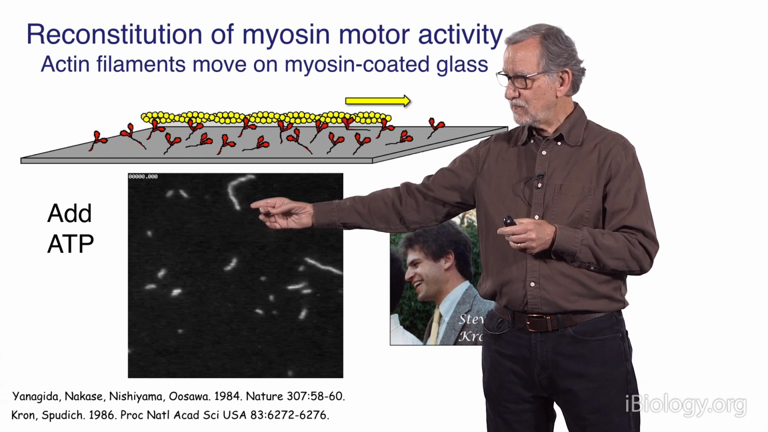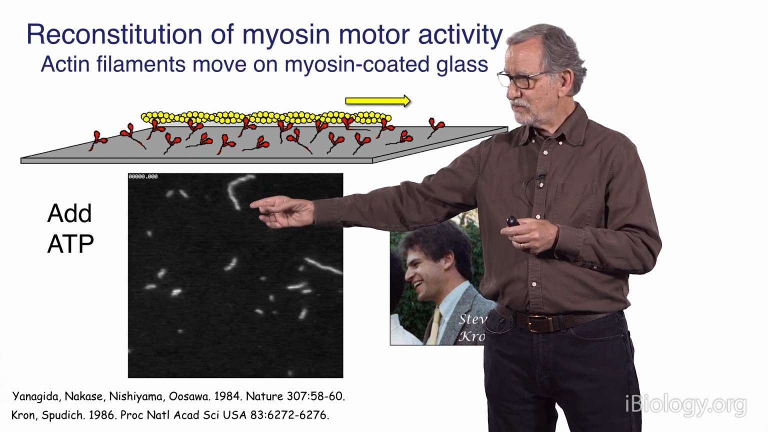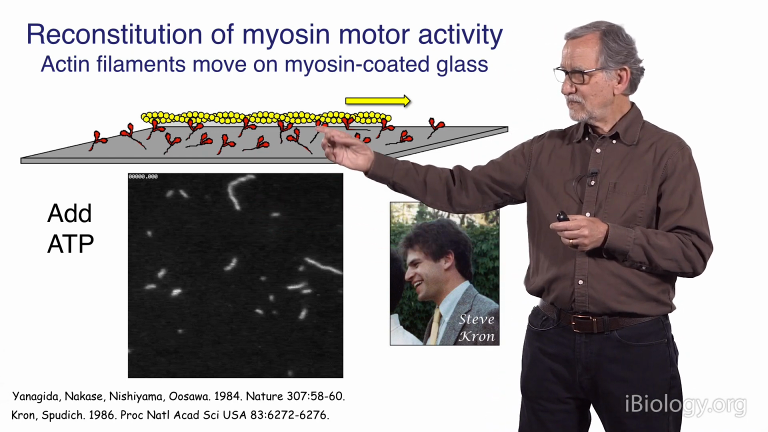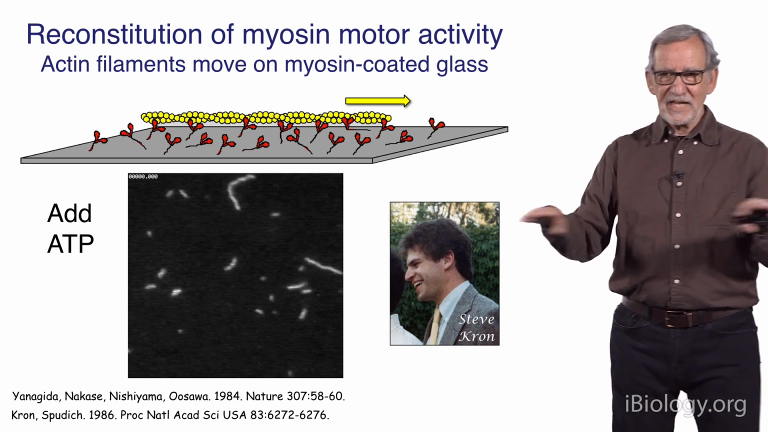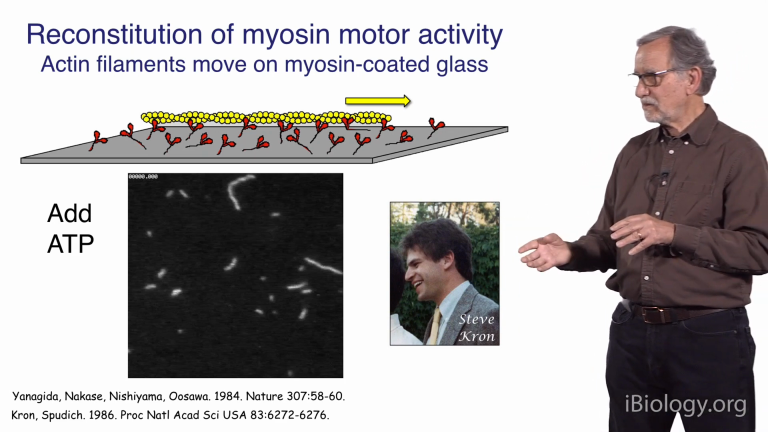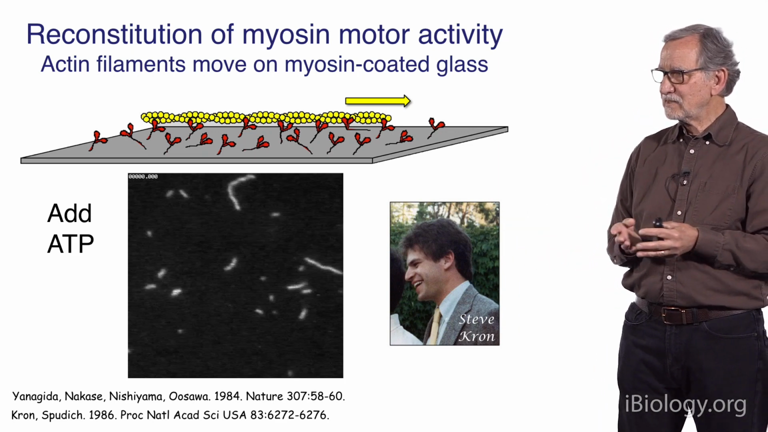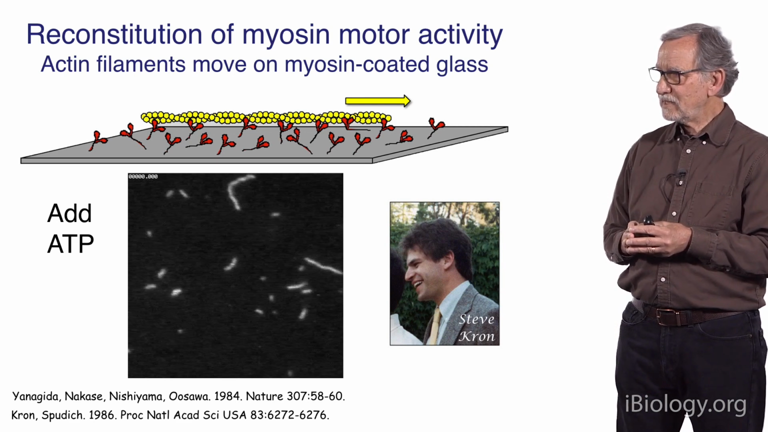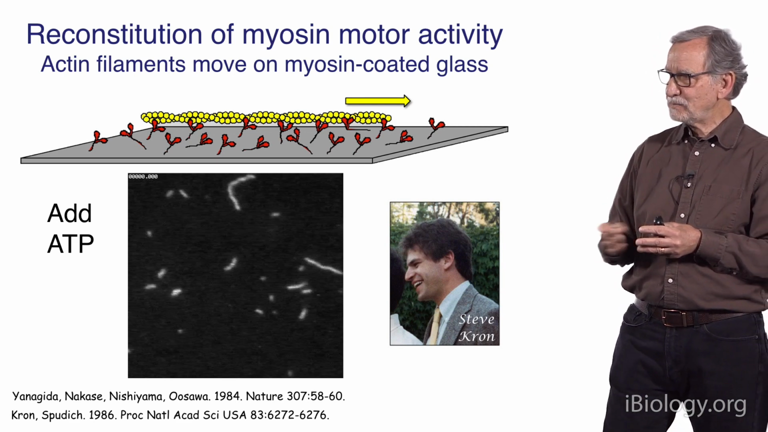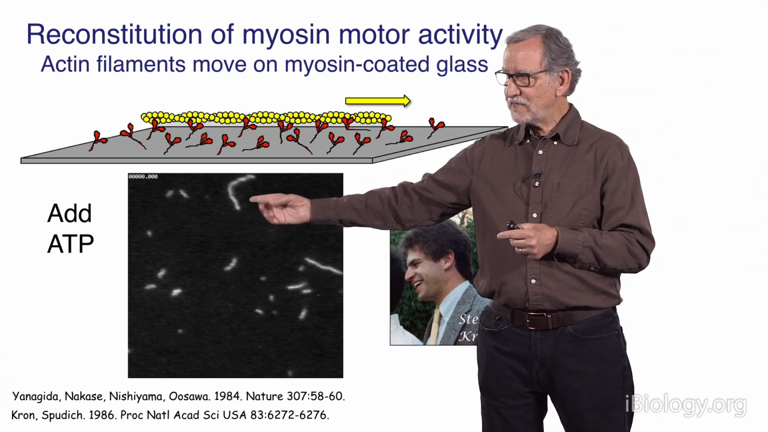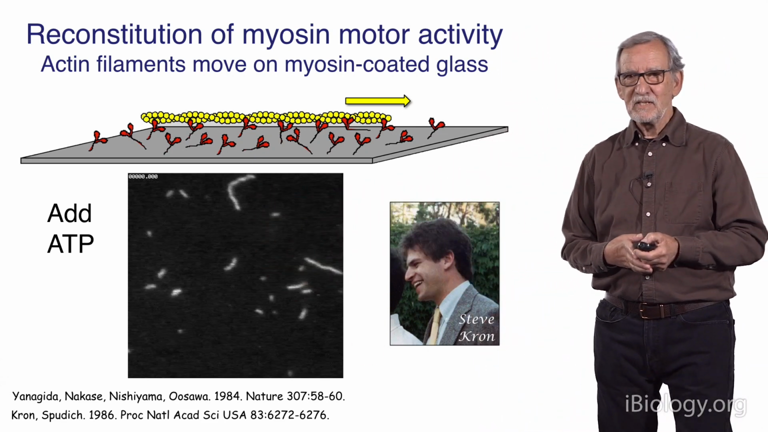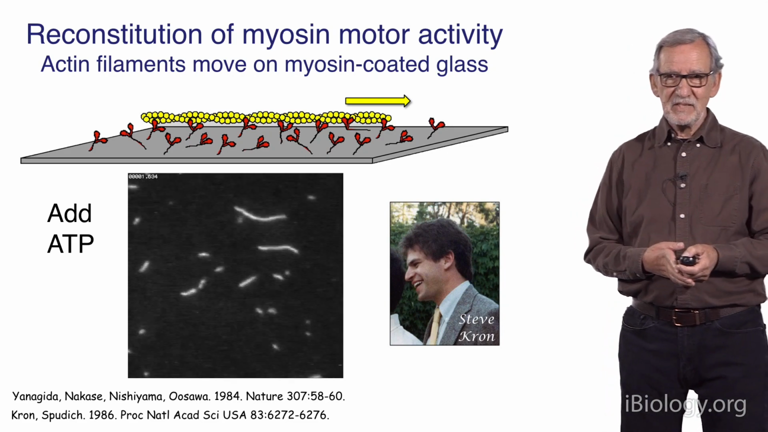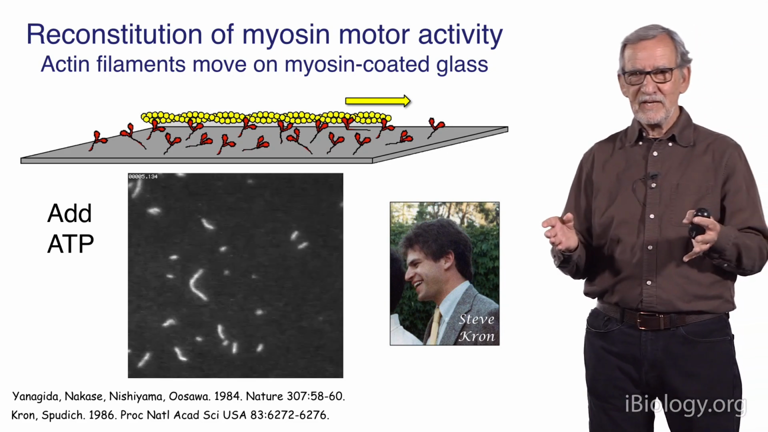And what Steve did was use Toshio's advance to put these filaments down onto a surface to which myosin was attached. And in this movie, you can't see the myosin because it's not labeled. But when you put the actin in the absence of ATP, the actin firmly sticks down, as shown here. And then the exciting thing is what happens when one adds ATP to this. And this is almost a real-time movie.